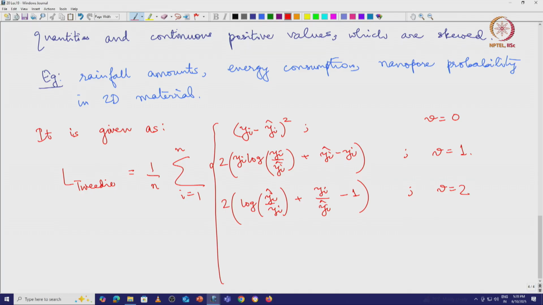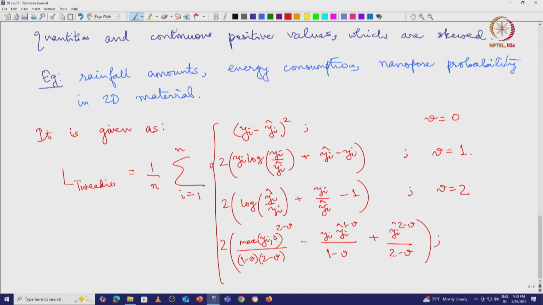And finally, it is a slightly more complex expression: twice of the maximum of yi comma 0 raised to the power 2 minus v divided by 1 minus v times 2 minus v, minus yi hat to the power 1 minus v divided by 1 minus v, plus yi hat divided by 2 minus v, divided by 2 minus v. And this is for the other cases, right, when v is not 0 or 1 or 2.